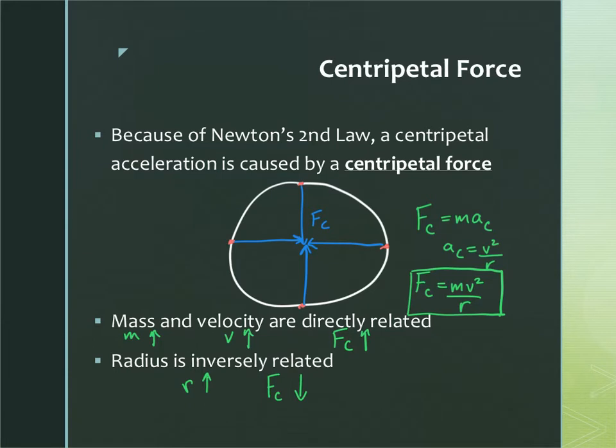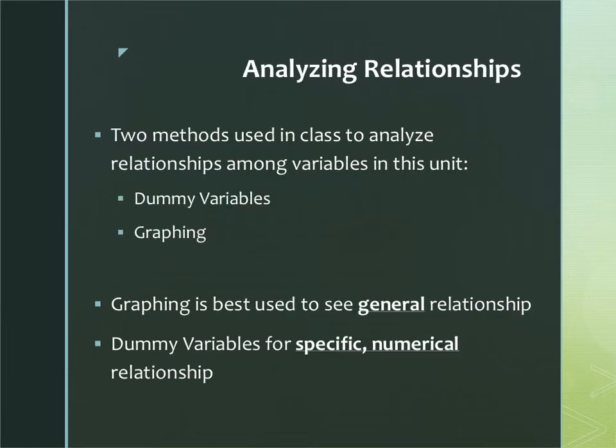And that's because it's in the denominator, it's inversely related. Now, there are going to be a few questions that would ask you some relationship analysis here. And there are two methods we talked about in class, dummy variables and graphing. So some of you have already come to ask me, when do we know when to use this? How do we know when to use these methods?